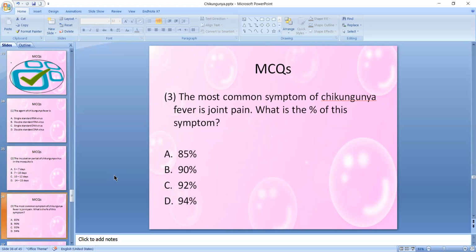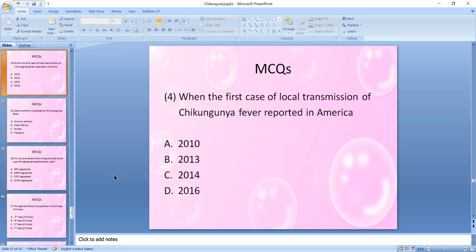The most common symptom of chikungunya fever is joint pain. What is the percentage of this symptom? C, 92%. When was the first case of local transmission of chikungunya fever reported in the Americas? 2010, 13, 14, or 16? The correct answer is B, 2013.